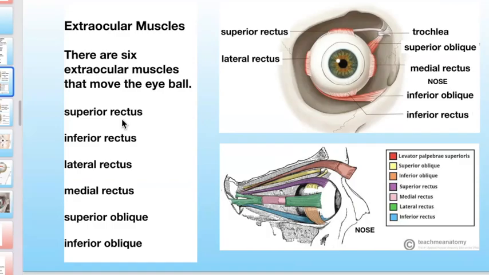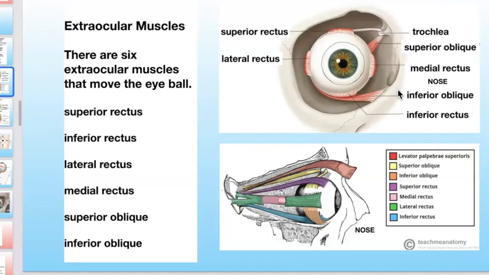The 6 muscles are the superior rectus, the inferior rectus, the lateral rectus, the medial rectus, the superior oblique, and the inferior oblique. Rectus means straight, so the name gives the location of the muscle, followed by the fact that it is a straight muscle.